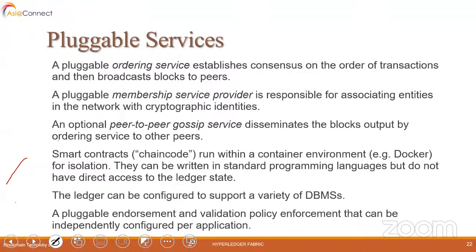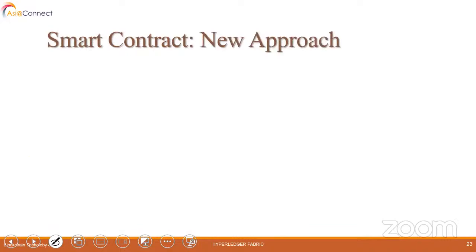So an application can have different parts, and each part may have a different kind of endorsement policy, ordering policy, membership policy. Accordingly, Hyperledger Fabric gives you these kinds of facilities.